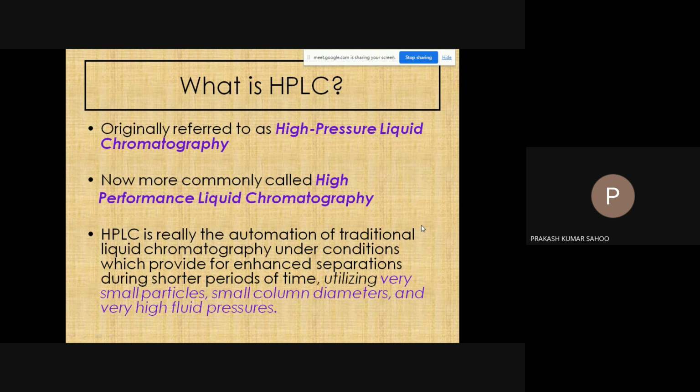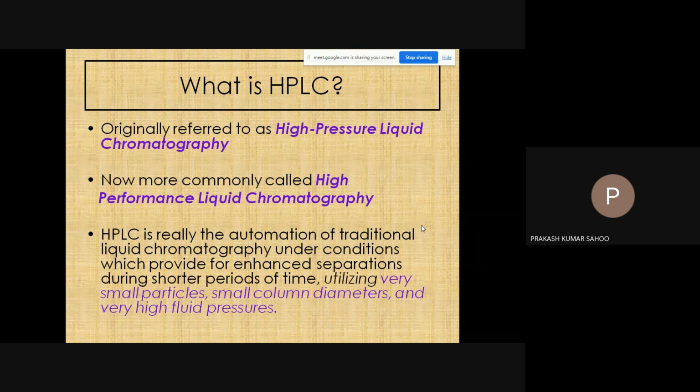Then in the introduction part we have, this is originally referred to as high pressure liquid chromatography, now more commonly called high performance liquid chromatography. HPLC is really the automation of traditional liquid chromatography under conditions which provide for enhanced separation during a shorter period of time. That means here the time consumption is less, and there is speed separation or fast separation with respect to the traditional liquid chromatography.